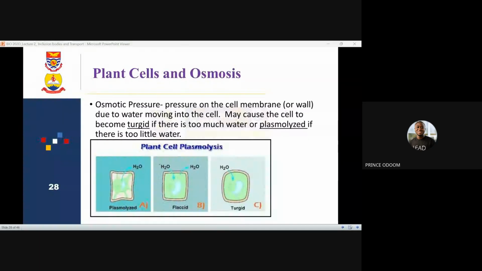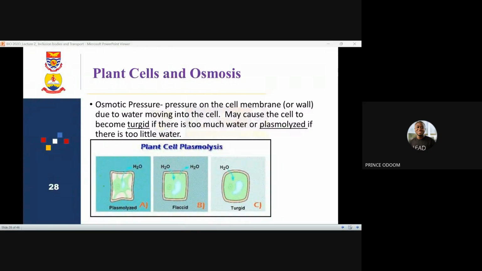And so when you place the animal cell into a hypertonic solution, what happens is that it will lose water. And when it loses water, what will happen? It will shrink. Are we getting it? When you place the animal cell into a hypertonic solution, it will lose water. And when it loses water, it shrinks.